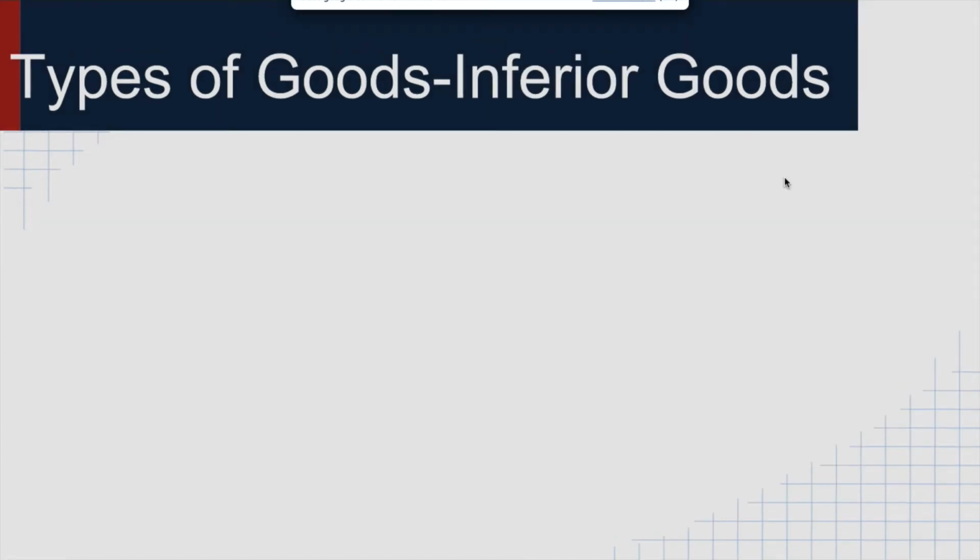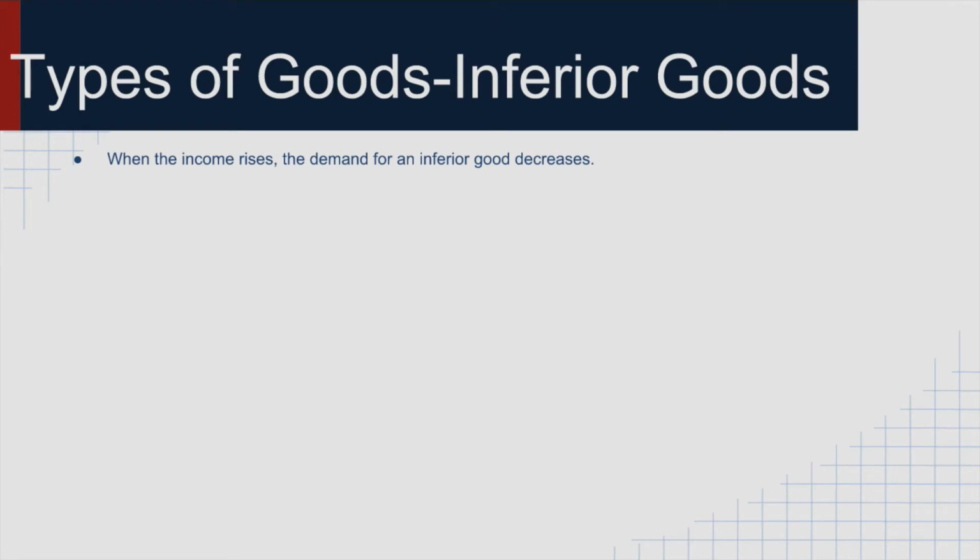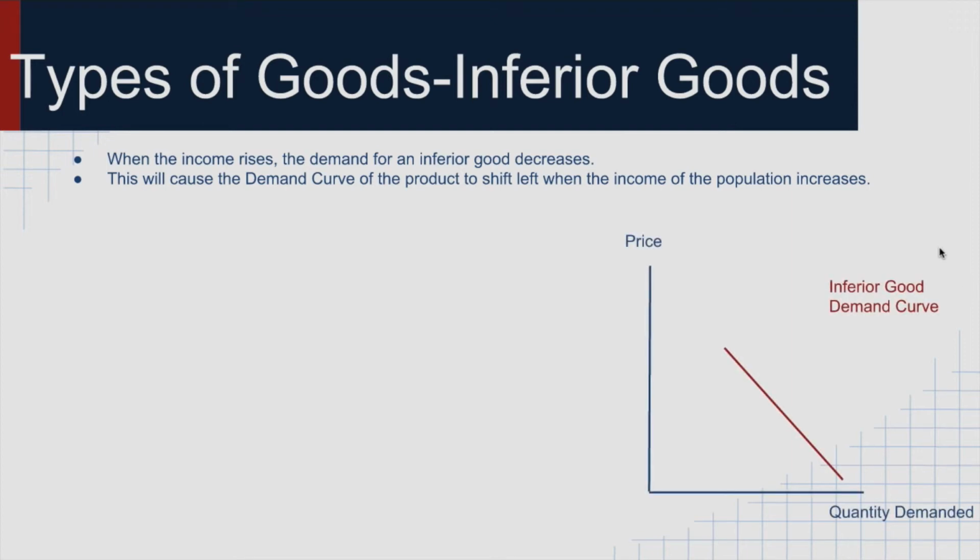This slide deals with inferior goods. When the income of a population rises, the demand for inferior goods decreases. This will cause the demand for the product to shift left when the income of the population increases. So this is demonstrated in the graph here.